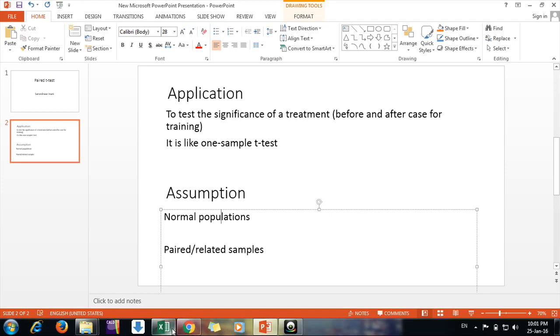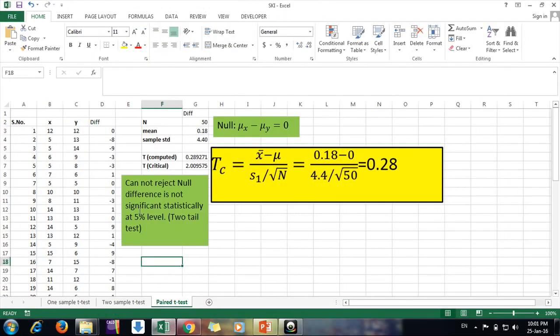Okay, now let's come to the practical example. Here we have a sample size of 50. For x and y, we can say it's the before and after sample, for the number of complaints. X is before and y is after, and here is the difference, x minus y. For the difference, the count is 50, the mean I get using the average function of Excel, and the sample standard deviation using the sample standard deviation function.